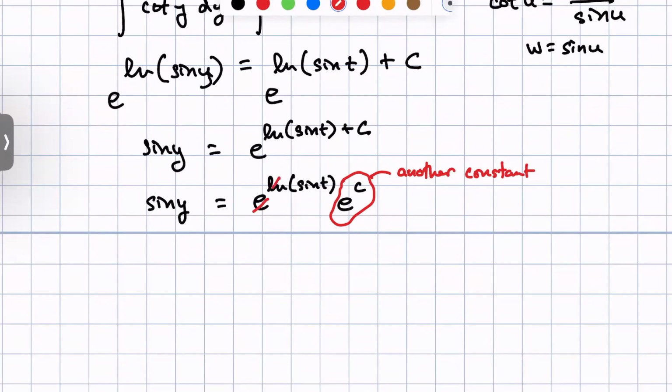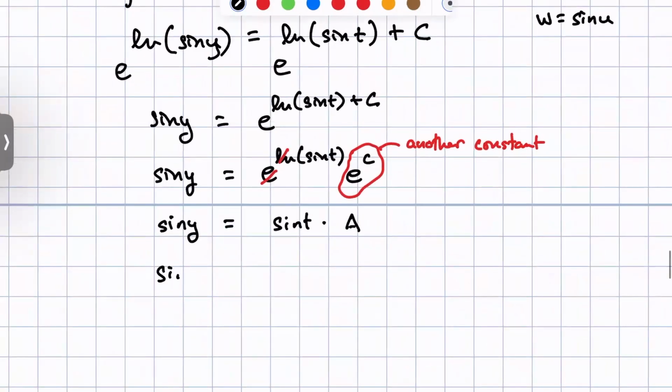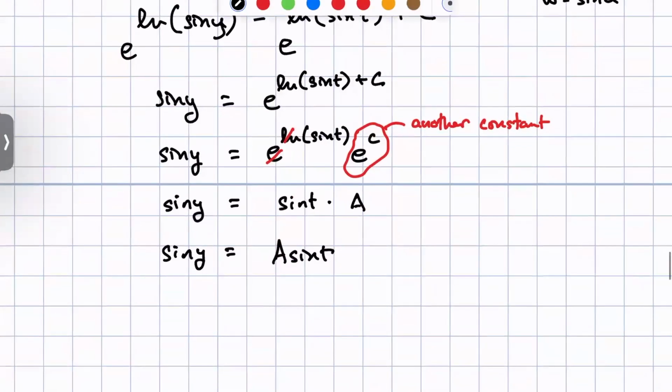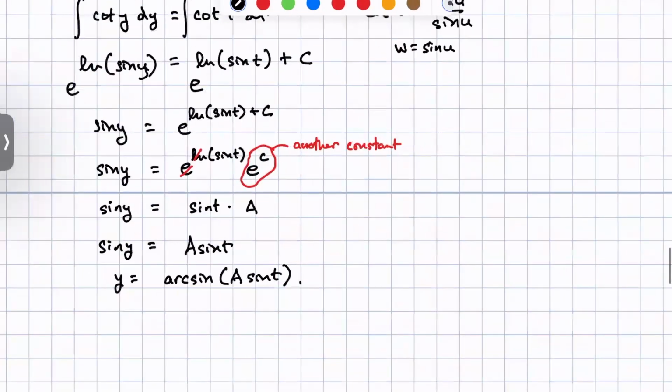And this e cancels out with that log. So sine of y is equal to sine of t times some other constant called a. Maybe we can put the a in front, a sine t. And then to solve for y, I just need to take the arcsine of both sides, the arcsine of a sine t. And that is the solution. You cannot simplify it anymore.